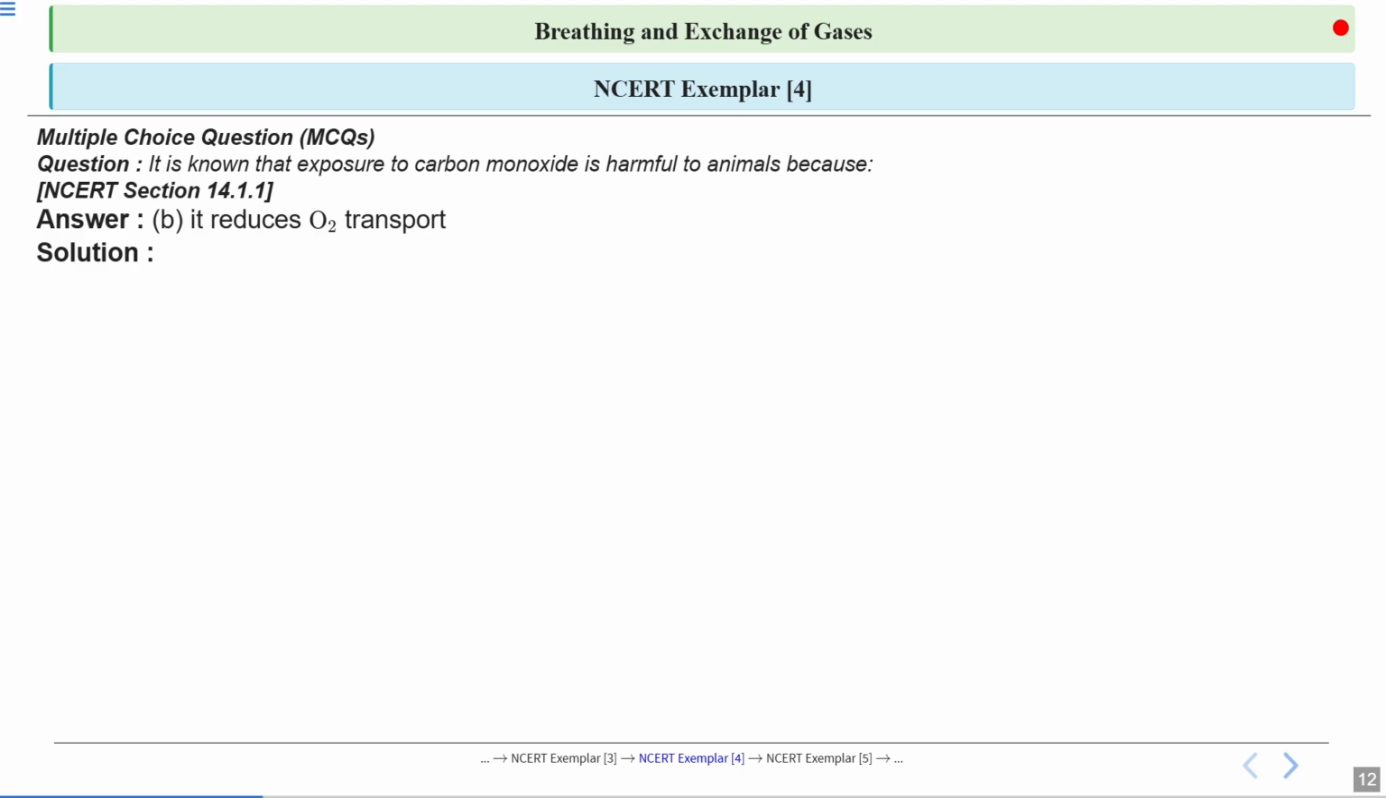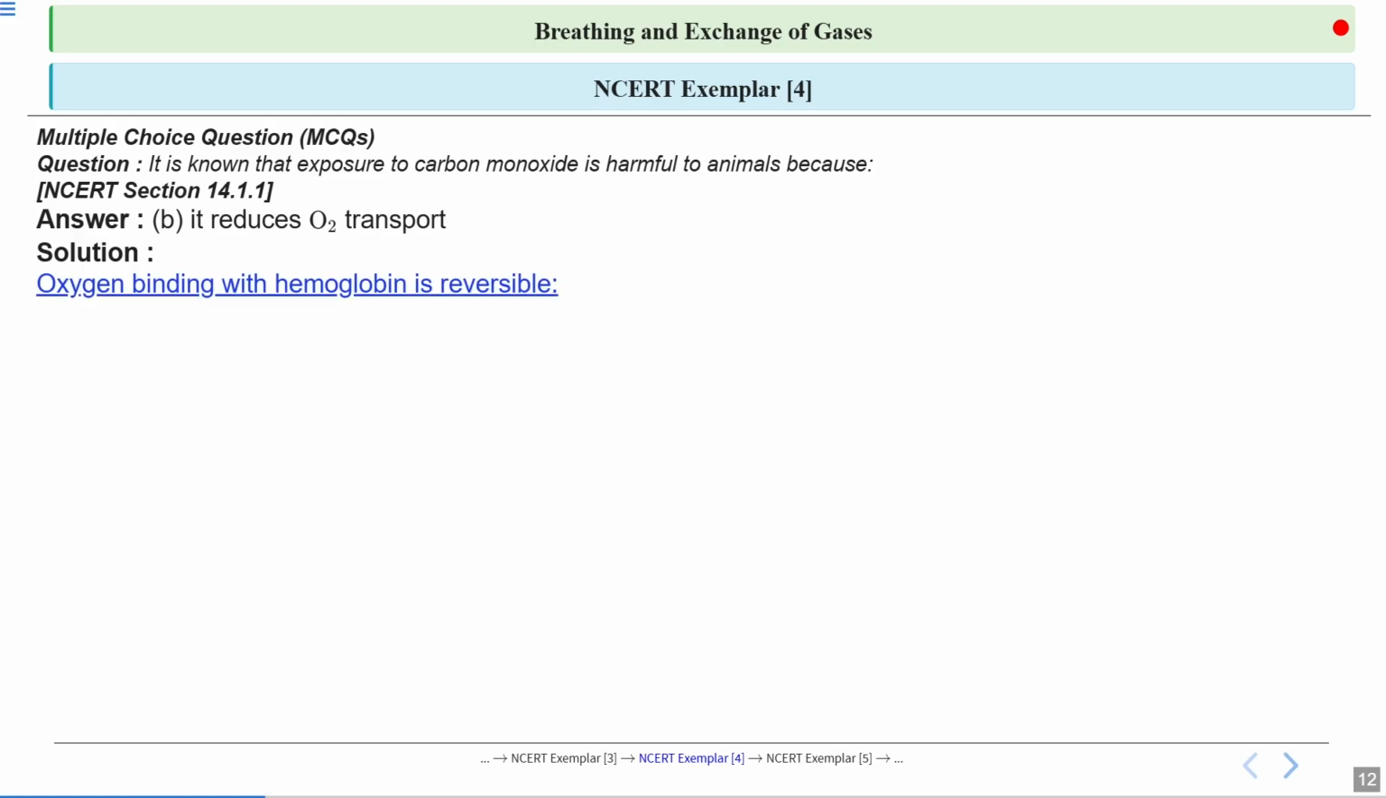Yes, B option is correct, and many of the students have given this particular answer, right? So your answers are correct. So let us see the answer here. B is the correct answer. It reduces O2 transport.